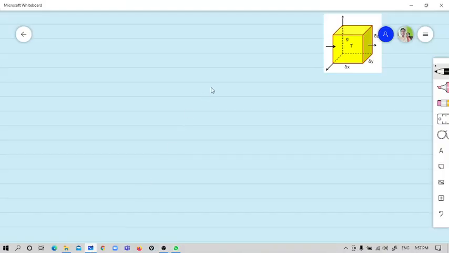Everybody. So today we are going to start with the second lecture of heat transfer, and in this lecture we are going to derive an equation called the general heat conduction equation. Now this general heat conduction equation can be derived in different coordinates. Okay, so we have spherical coordinates, cylindrical coordinates, and Cartesian coordinates. So initially we are going to derive this equation in Cartesian coordinates.